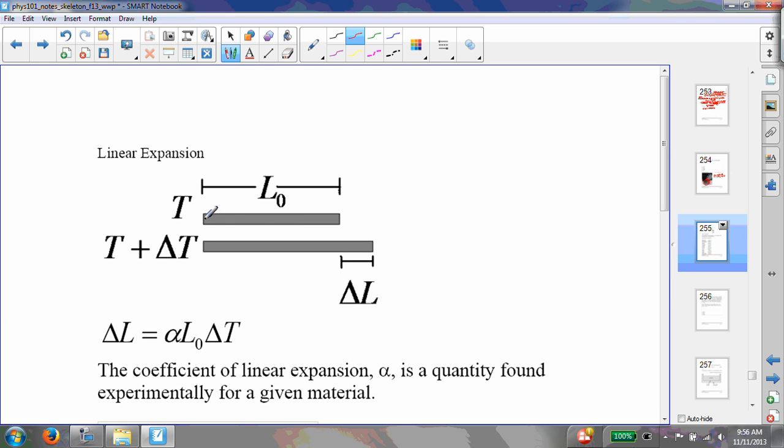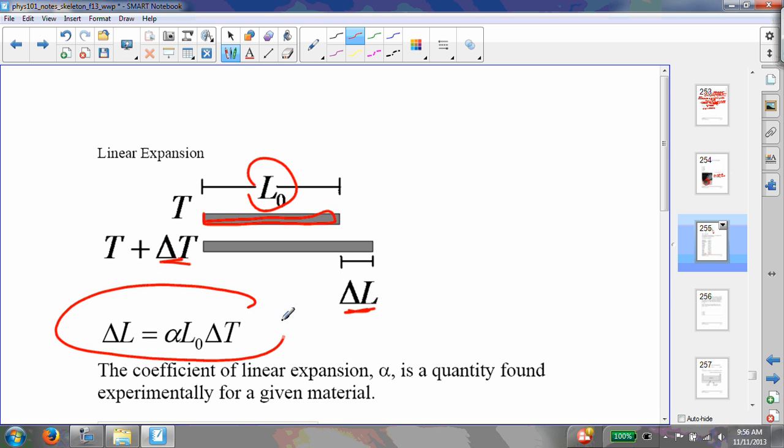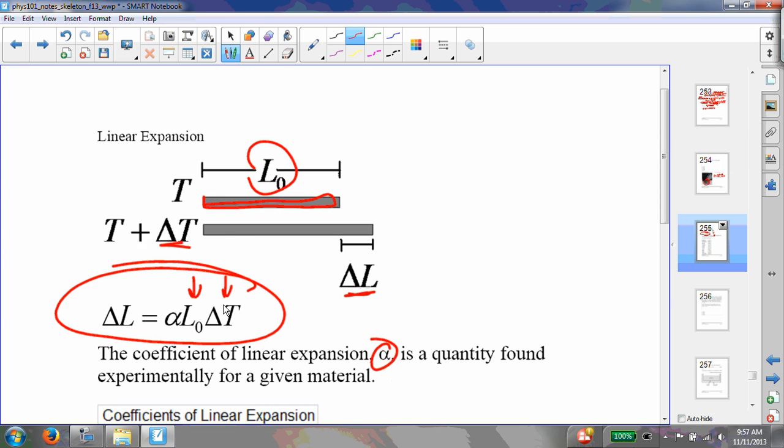Linear expansion: if we have a bar of a certain length, L naught is its initial length, and you heat it up by a certain temperature, then you experience a certain change in length. And we can calculate that here. Delta L, which is the change in length, is equal to something we call the coefficient of linear expansion, alpha, times L naught times delta T. Alpha is found experimentally. You heat up a material, you see how far it expands, what's its new length, and then you can calculate the coefficient of linear expansion from that. L naught is the original length, and delta T is the change in temperature for the object. Not its final temperature, but its change in temperature.